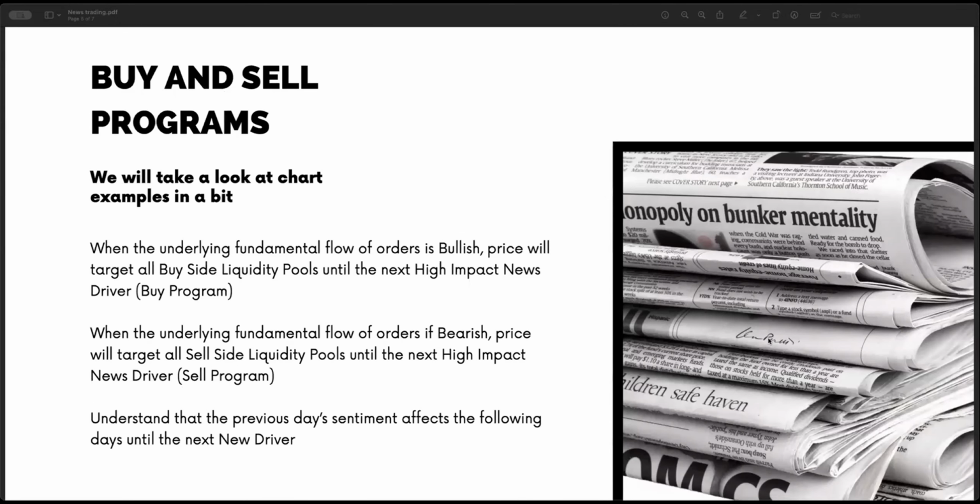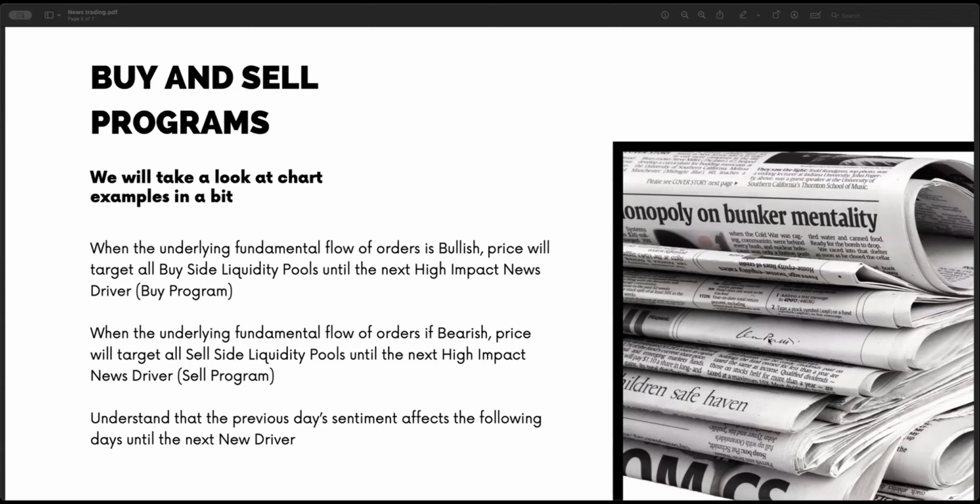Buy and sell programs. When we are underlyingly bullish, when the fundamental flow of orders is bullish, price will target all buy-side liquidity pools until the next high-impact news driver. So that would be what? People call it a buy program.